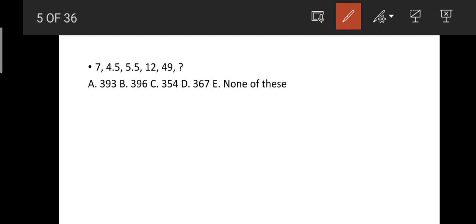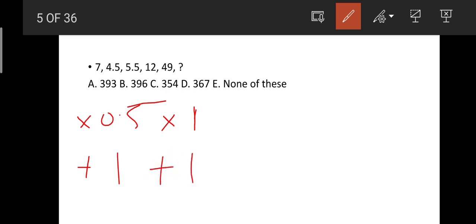Okay friends, I will be telling the logic. For 7 to become 4.5, what logic have they taken? They must have multiplied with 0.5 and then added 1. Okay, 7 into 0.5 is 3.5, plus 1. Next it becomes 4.5. For 4.5 to become 5.5, they have multiplied with 1 and also added 1. 4.5 into 1 is 4.5, and then plus 1 is 5.5.